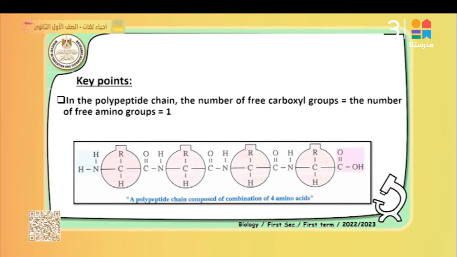When bonding occurs between two amino acids, the first amino acid's carboxyl group removes one hydroxyl group, and the second amino acid removes a hydrogen atom from its amino group. So the carboxyl group of the first amino acid is not free, and its amine group is free. Finally, the last carboxyl group becomes free. So the number of free carboxyl groups in the polypeptide chain is 1, and the number of free amine groups in the polypeptide chain is 1. That's right.